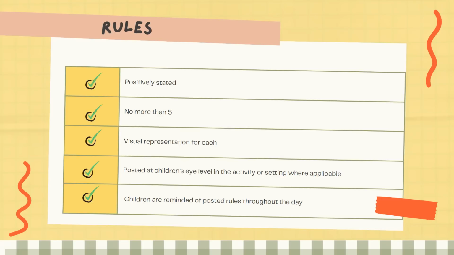Again, they are positively stated, no more than 5. There's a visual representation for each. They are posted at the children's eye level or in the activity or setting where applicable. And children are reminded of the posted rules throughout the day.